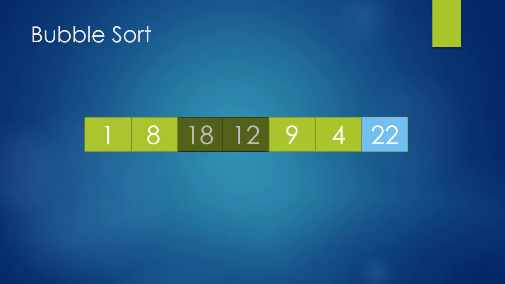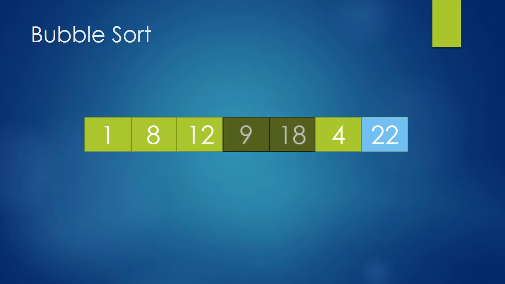Now we compare 18 and 12. We swap them because 18 is bigger. Moving on to 18 and 9. And what are we going to do? Right, we swap them because 18 is bigger. And the same will happen with 18 and 4. Now we have the second biggest number in the correct spot.